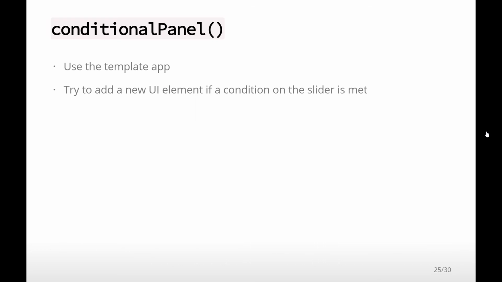Okay, so here's another good time to pause the video, go to that template app and try to add some kind of new UI element and go ahead and make it based off of a condition on the slider. So if the slider is a value that's small or big or something like that, try to add a new UI element that would show up.